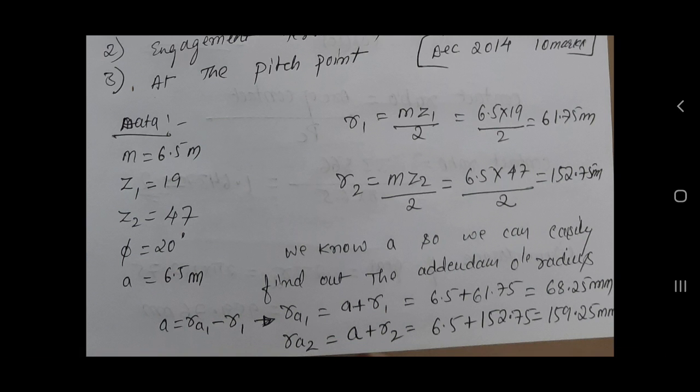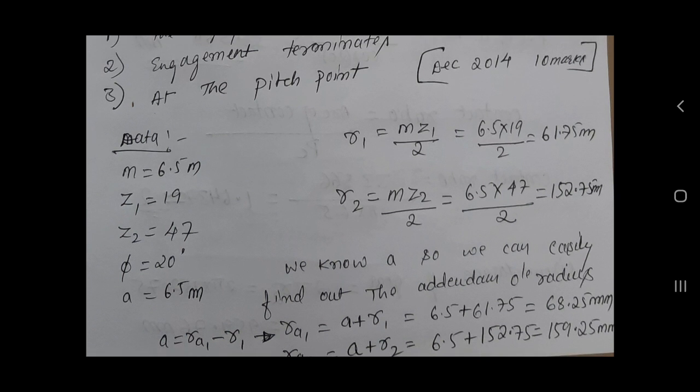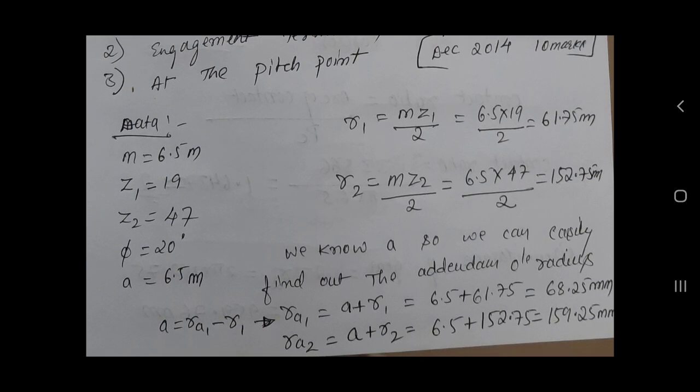Now the path of contact formula is the square root of RA2 squared minus R2 squared cos squared phi, plus the square root of RA1 squared minus R1 squared cos squared phi, minus (R1 plus R2) sin phi. In that formula we use RA1 and RA2, so we need to know about them. We know A stands for addendum, so we can easily find the addendum circle radius.